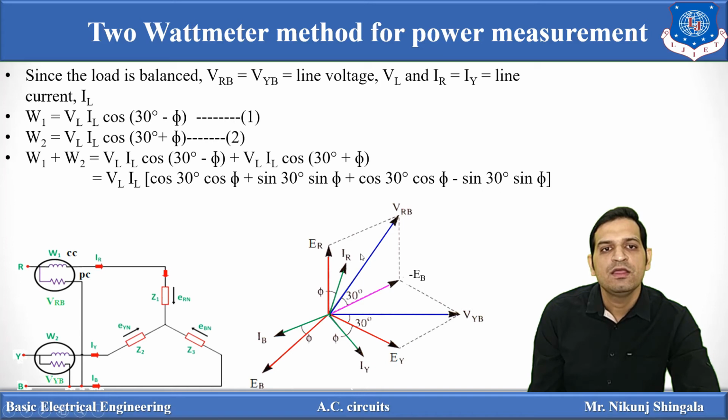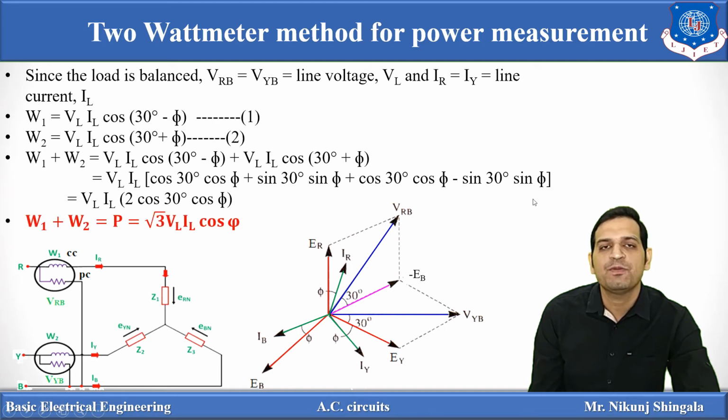And if we solve this, we get VL IL in bracket cos 30 cos 5 plus sin 30 sin 5 plus cos 30 cos 5 minus sin 30 sin 5. So W1 plus W2 will be equal to VL IL in bracket 2 cos 30 cos 5. If we put the value of cos 30, the final expression of W1 plus W2 is root 3 VL IL cos 5. And we have already proved in the previous video lecture on the star connected system that the power consumed in a star connected system is root 3 VL IL cos phi. So here we are getting the same expression.